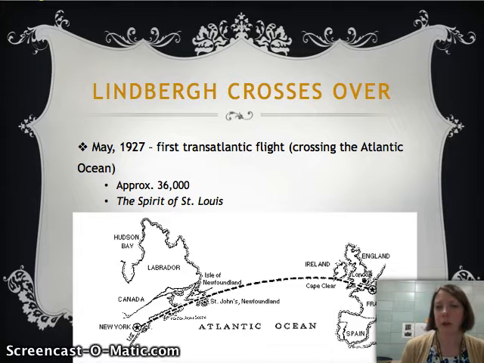But then in May of 1927, there's a huge feat, not just for aviation, but for the American people in general, building on what we read about in class today, where Charles Lindbergh becomes the first human to achieve transatlantic flight, which means crossing the Atlantic Ocean. You can see where he started on Long Island in New York City and flew all the way to France, crossing about 36,000 miles of open water by himself in a plane called the Spirit of St. Louis.